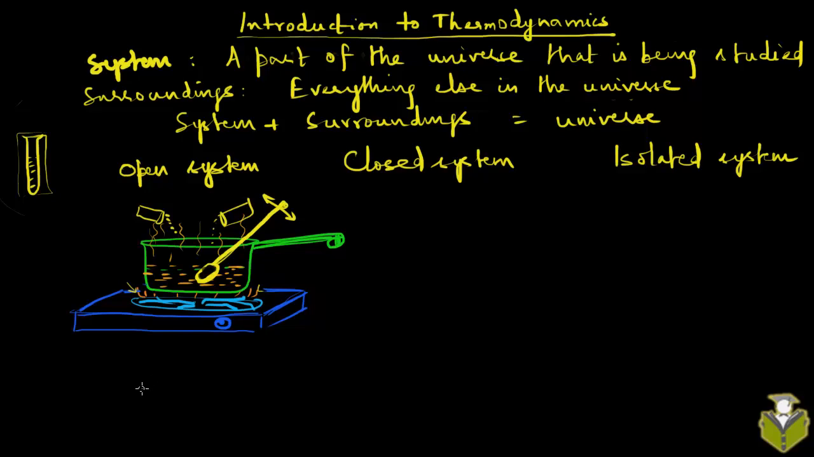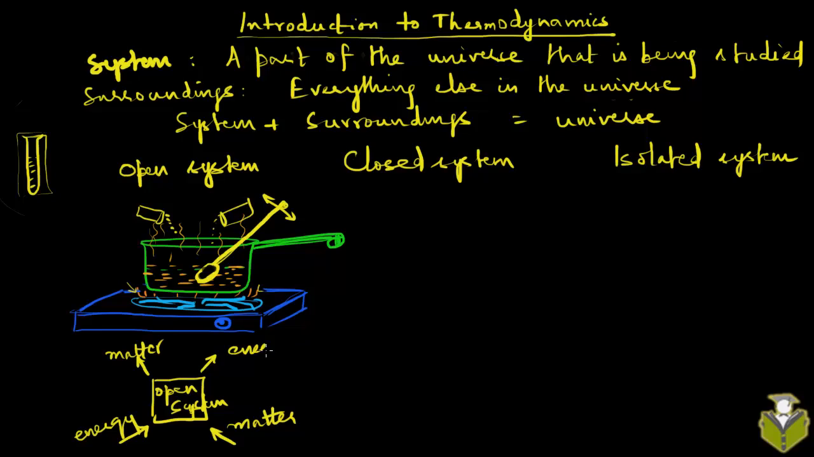So schematically, if you just want to draw an open system, let's say this is your system and it is open. So you're letting energy and matter freely go into the system. Everything around the system is surroundings, and you are also letting energy and matter go out of the system into the surroundings. Matter and energy. So there is a free exchange of both here.